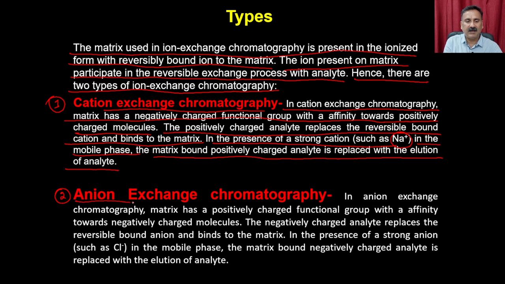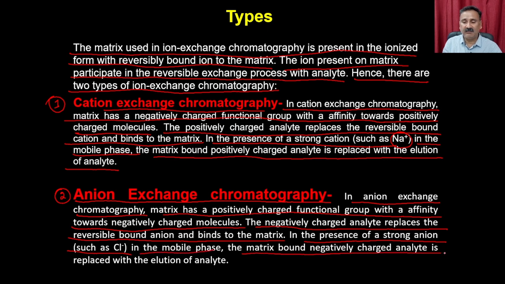Similarly, you can have the anion exchange chromatography. In anion exchange chromatography, the matrix has a positively charged functional group with an affinity towards negatively charged molecules. The negatively charged analyte replaces the reversibly bound anion and binds to the matrix. In the presence of a strong anion such as chloride in the mobile phase, the matrix-bound negatively charged analyte is replaced, resulting in the elution of the analyte. So you can have the cation exchange chromatography or the anion exchange chromatography.